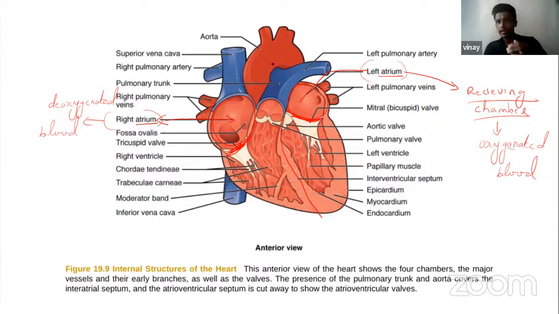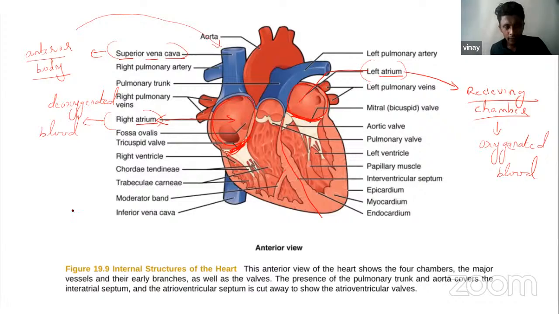From the upper part of the body, that is the head, neck, chest, until the diaphragm region, all of this is called the superior, the anterior region. In the upper region, there is a vein that collects the deoxygenated blood, which we call the superior vena cava. From the anterior body, the superior vena cava receives the blood and dumps it here.